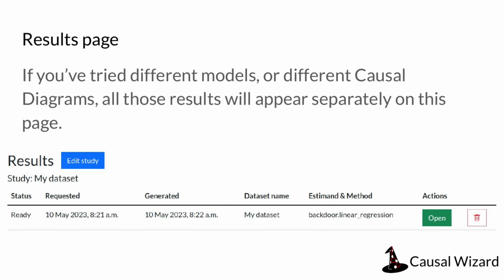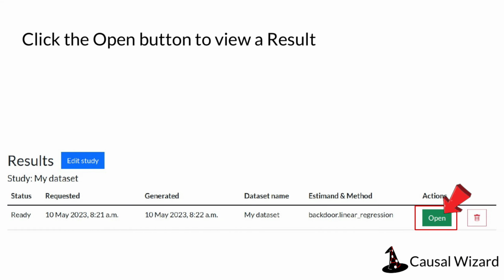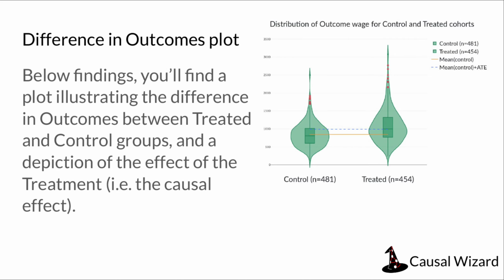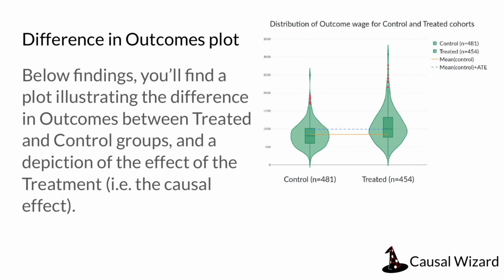The Results page shows all results for the selected study. So, if you've tried different models, or different versions of the causal diagram, all those results will appear separately in the Results page. Click the Open button to open a result. Results are organized into several sections. First, we have key findings, including the causal effect result and a restatement of the question posed. Below findings, you will find a plot illustrating the difference in outcomes between treated and control groups, and a depiction of the causal effect.